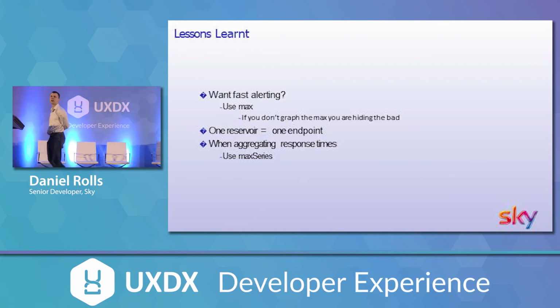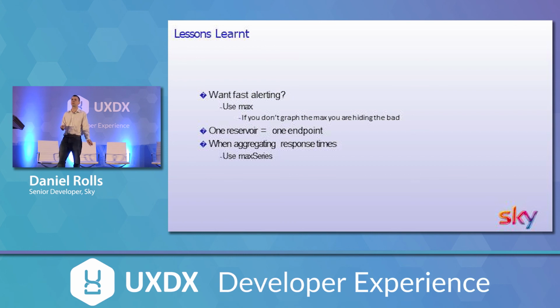Well, if you want fast alerting, use the maximum. And if you don't hide the maximum, what is it that you're hiding? If your 99 percentile is high, that means at least 1% of your requests are that bad, maybe considerably worse. Use one reservoir per endpoint, or one reservoir for each thing you want on your graph. You'll get far more accurate results.